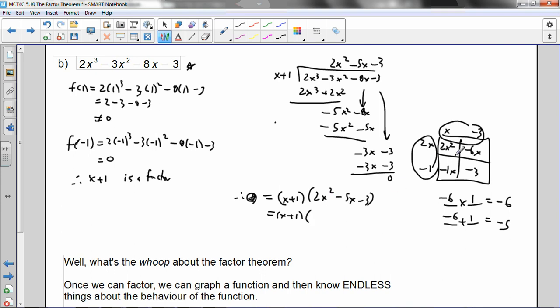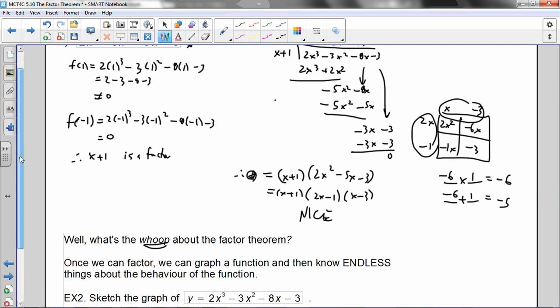However you like to factor, it doesn't matter. You don't have to use the box method. You can use the sum method. And there, factored fully. Nice. Nice again. Oh, well, what's the big whoop? What's the big whoop about the factor theorem? Well, that was pretty cool that we were able to factor stuff that we weren't able to factor before.